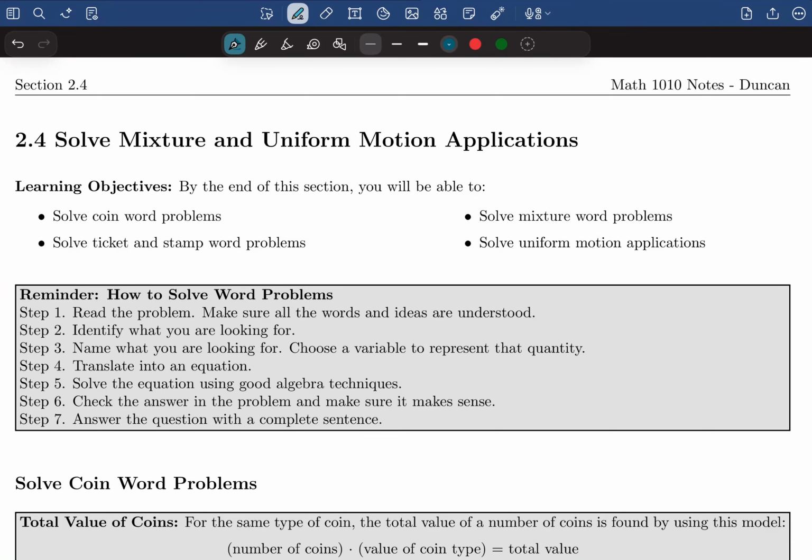This is lesson 2.4, solving mixture and uniform motion applications. Our learning objectives are to solve coin word problems, solve ticket and stamp word problems, solve mixture word problems, and solve uniform motion applications. This is the grand finale of our chapter 1 and 2 content.